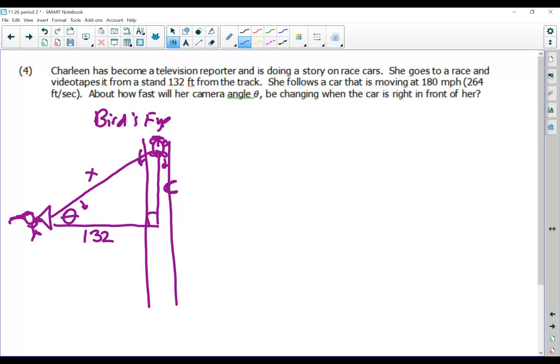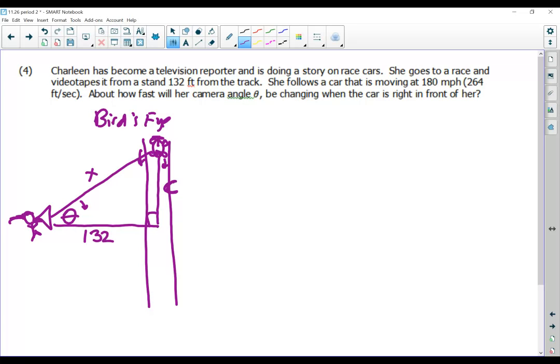I also like to indicate direction by drawing these little arrows. That helps me figure out whether the rates are going to be positive or negative. So I can see if the car starts up top, it's going to be a negative rate, at least for a while until it's right in front of her. And then it's going to end up growing again because it will pass that line of sight.